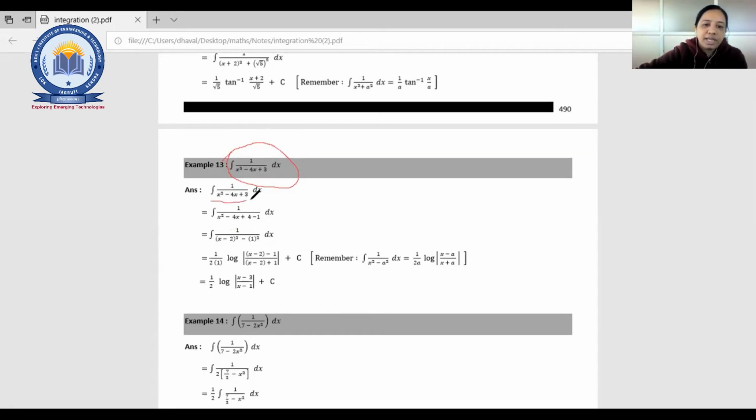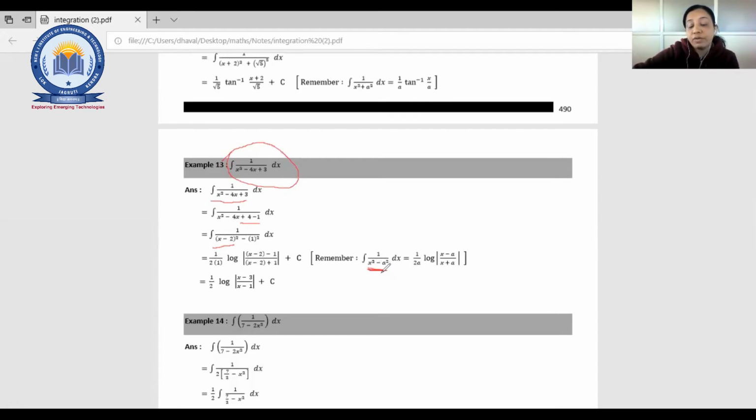So 3 is there, and we need to rewrite it, right? If you find out the last term, you'll get 4. So 4 minus 1. Then your equation can be combined: x minus 2 whole square. So it is in terms of x square minus a square. You will get 1 upon x square minus a square.